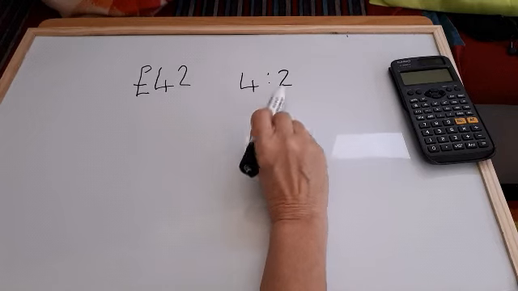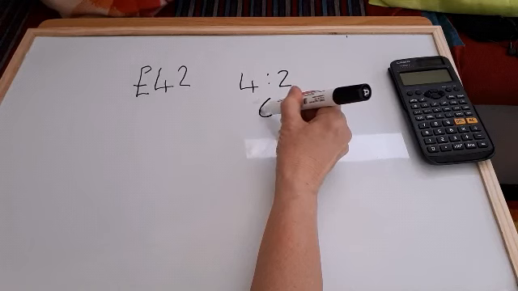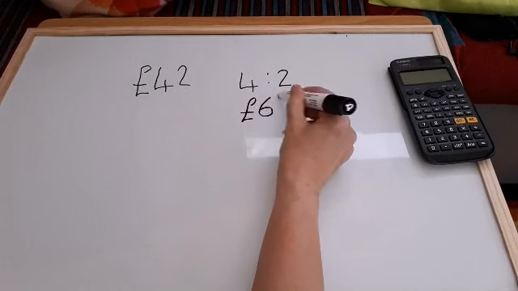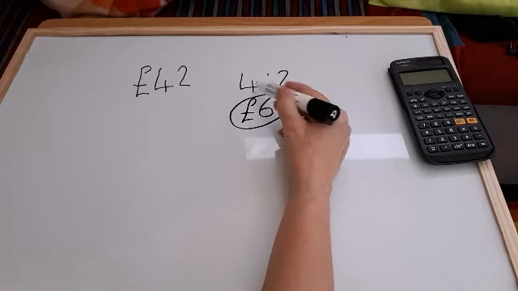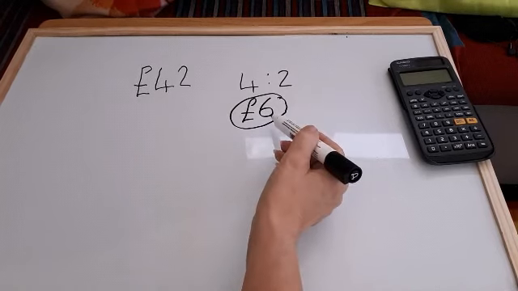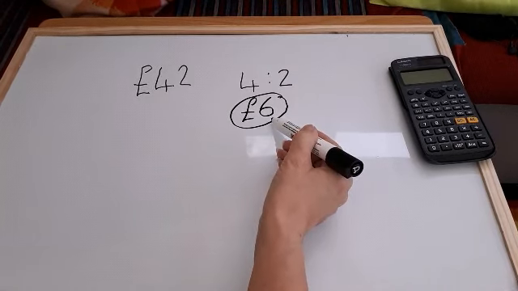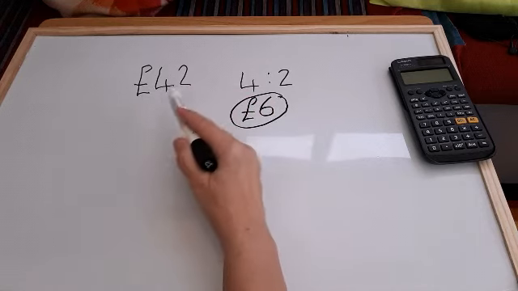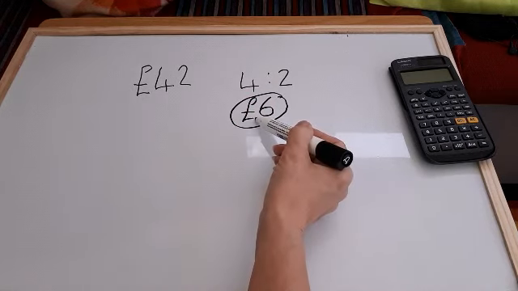Okay, and £4 and £2 is £6. So that's the first thing we do. We add our ratio together and we find out it's worth £6, okay? In this case, because we're talking about money, it's £6.